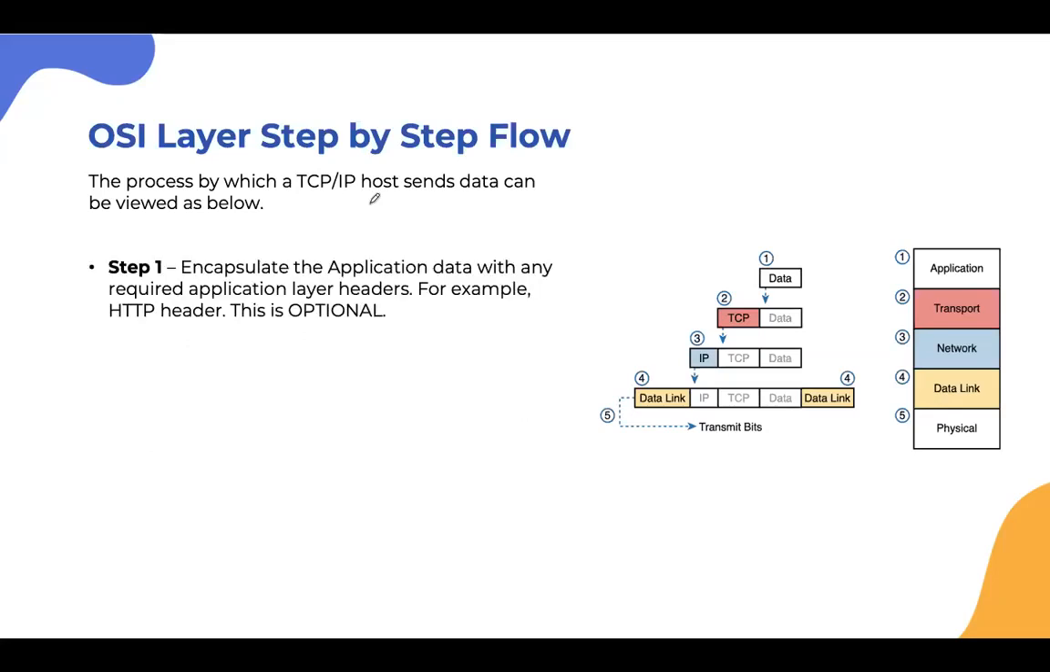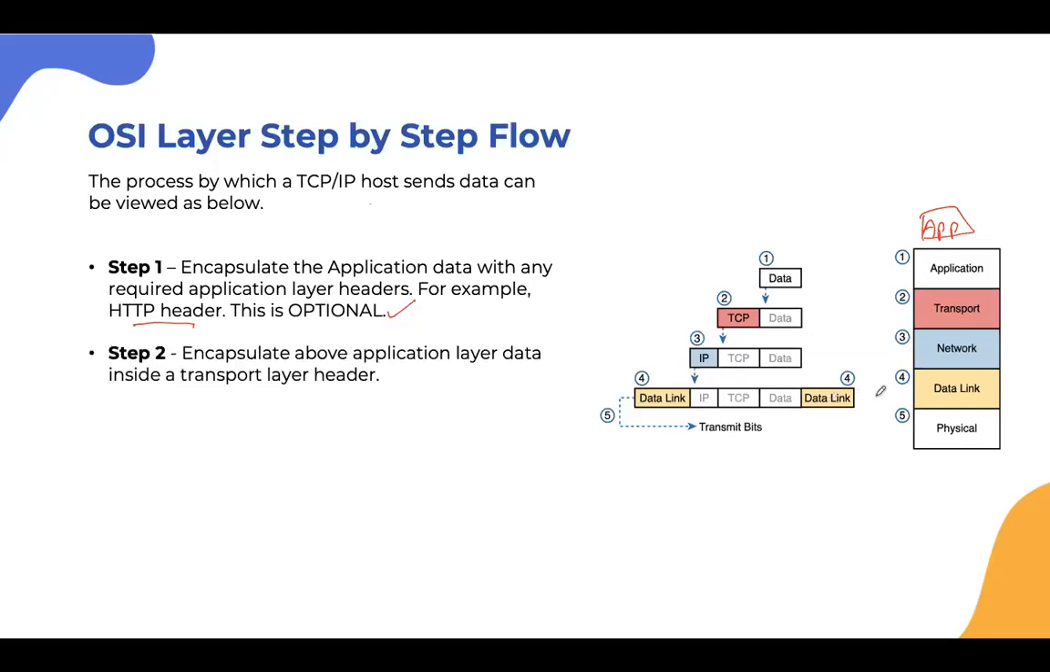So step by step, how does the data flow? There is an application which generates the data, and this application is usually sitting on top of the application layer. It sends the data to the application layer, and in some cases, depending on the protocol, the application layer will add a header and a trailer and all that stuff. So your application layer adds an HTTP header to the data, and this is optional, like I said, and then it sends the data from the application layer to the presentation to the session, and I've omitted those here.